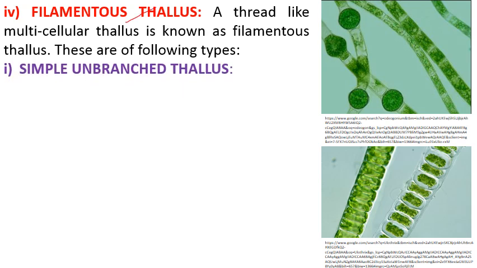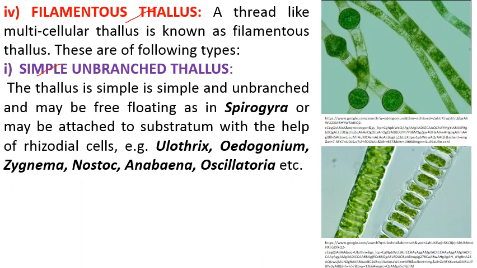Next we have Filamentous thallus. So these are thread-like multicellular thallus, which gives an appearance of filament or thread-like structures. So these are the following types. First one is simple unbranched thallus. So it is made up of uniseriate row of cells. So these are simple and unbranched and may be free floating as in Spirogyra, or may be attached to the substratum. Substratum that may be rock or any other plant forms.